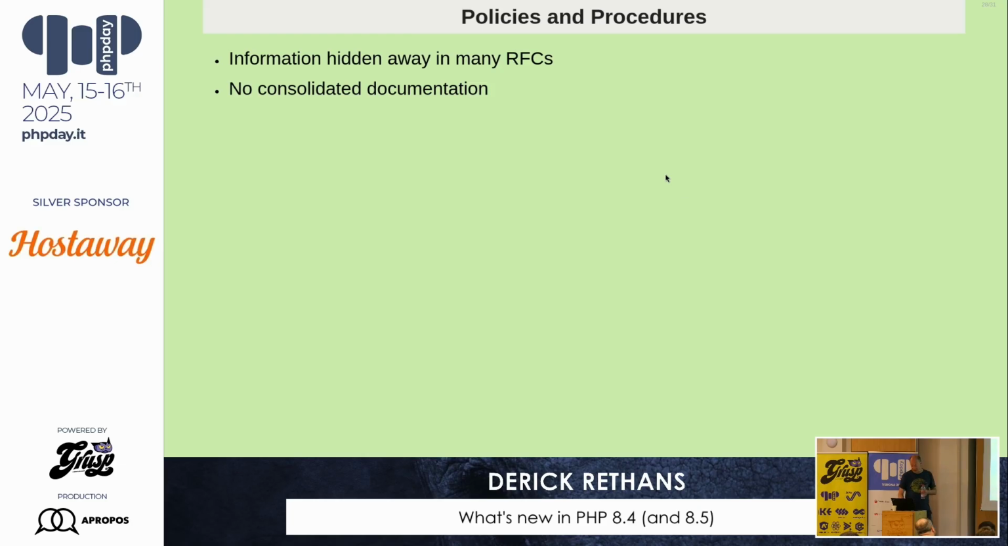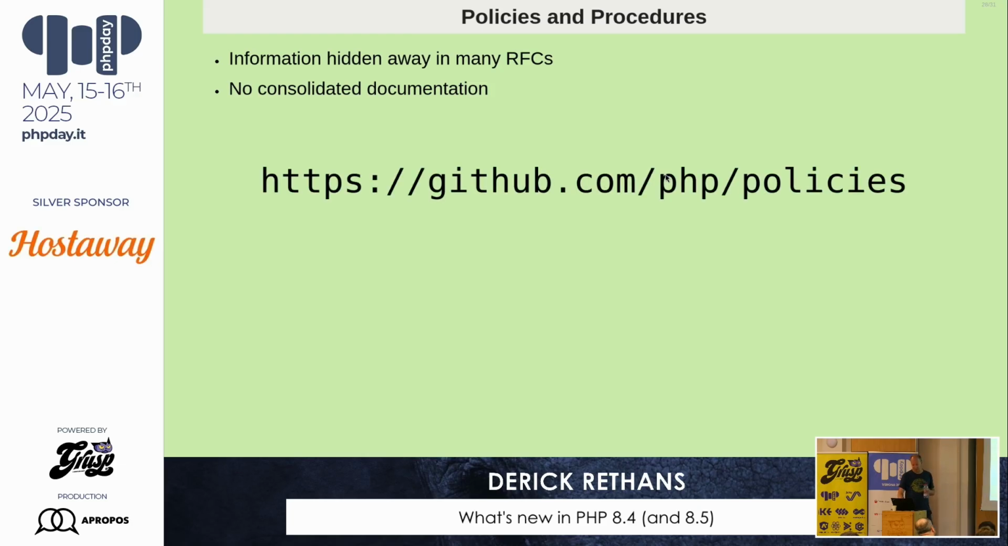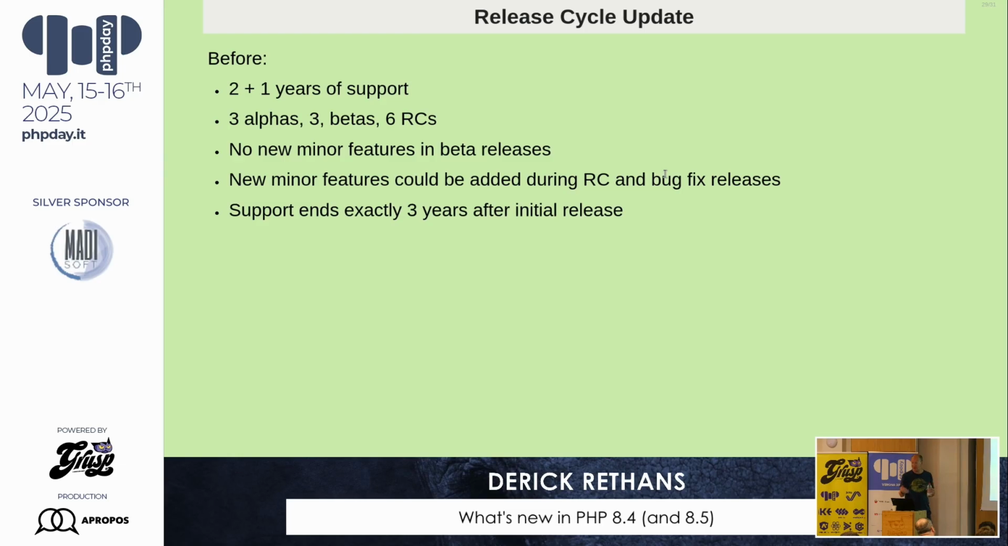Now, one of the policies that we changed about release management is, oh yeah, you can find them here, the release cycle in PHP. So PHP for a long, long time, we'd have 2 years of normal support, bug fix support, and then 1 year of security fixes. Right? We always had 3 alpha releases, 3 beta releases, and 6 release candidates. So each of these takes 2 weeks. That makes 24 weeks of time when you can't actually add new functionality to PHP, which is more than a third of the year, which is not great.